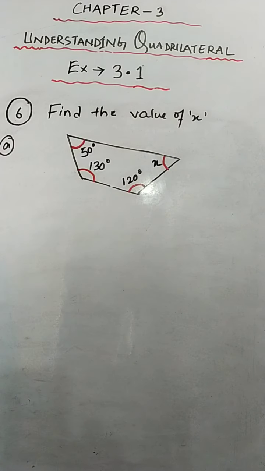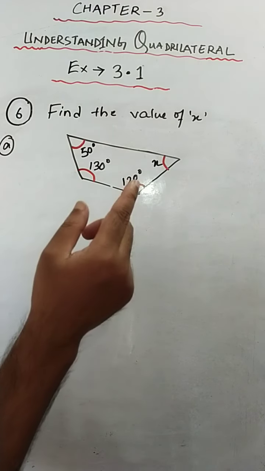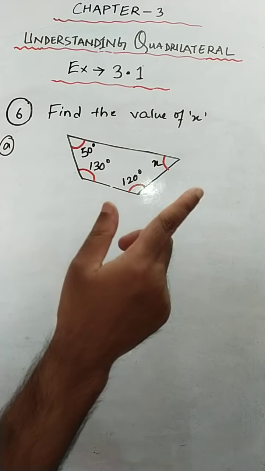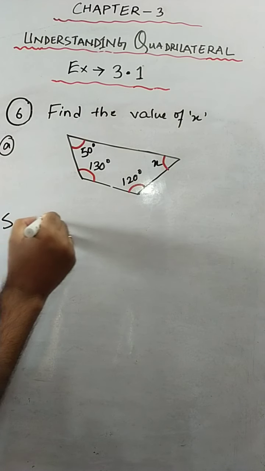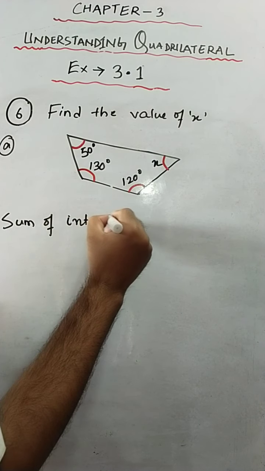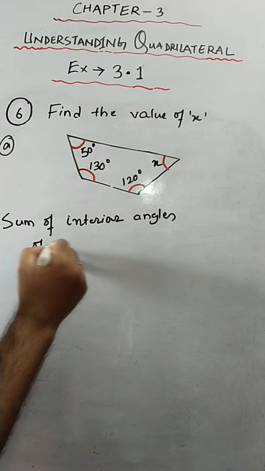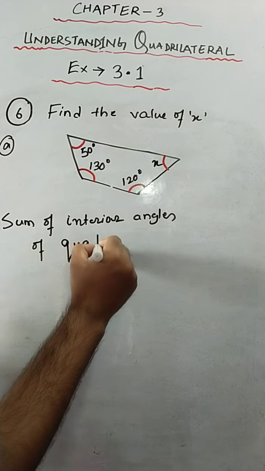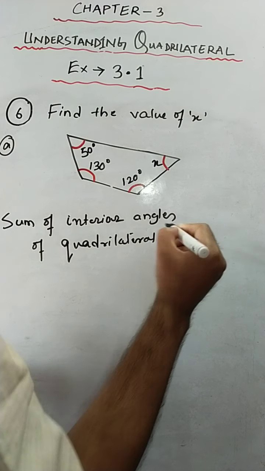So a polygon which has 4 sides is named a quadrilateral. Fine. So the first thing that we have to write is the sum of interior angles of a quadrilateral, which is what? 360 degrees. So we'll write this first. So sum of interior angles of a quadrilateral.